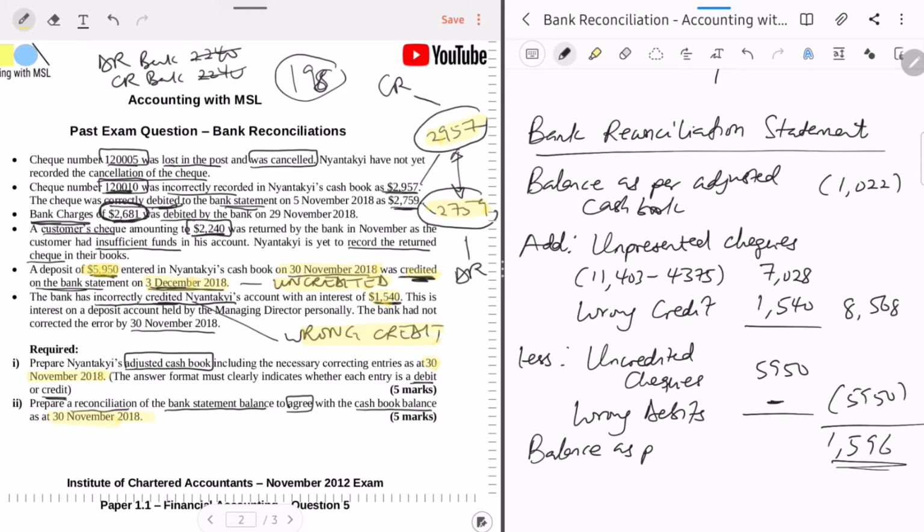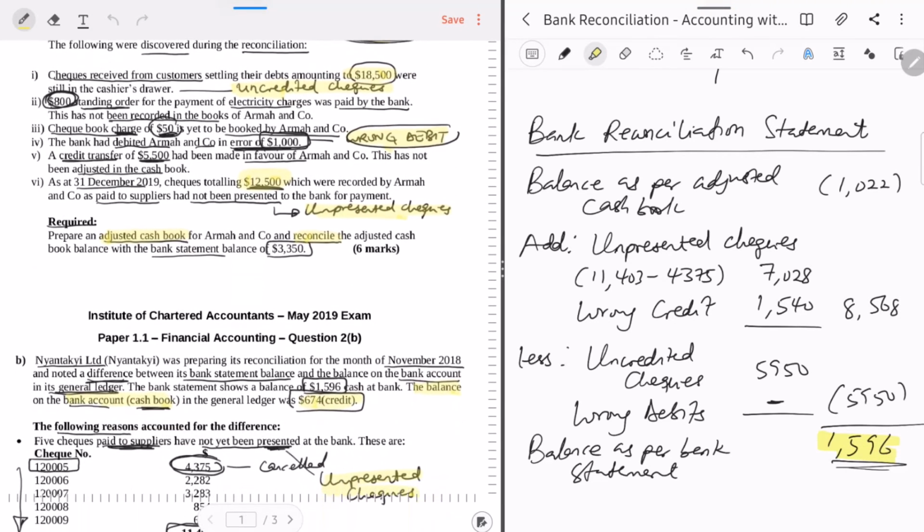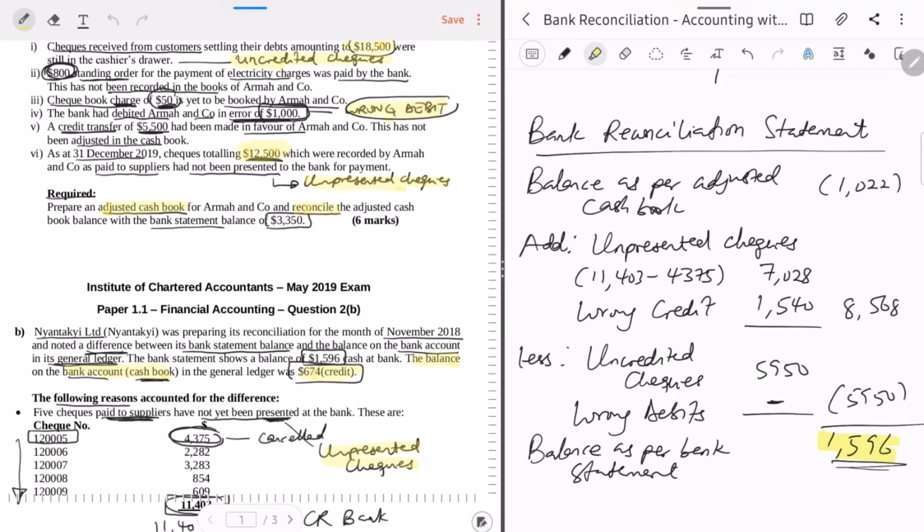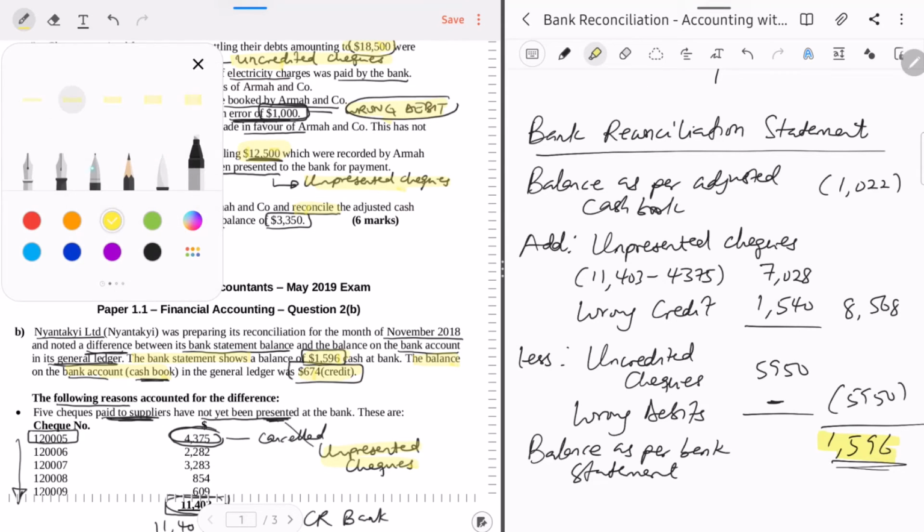Then you say balance as per bank statement. So now let's see if this figure is familiar. What did we get? 1596. This is a positive figure. Good. Can you see this? The bank statement balance shows a balance of what? 1596. So we have correctly reconciled this question as well.